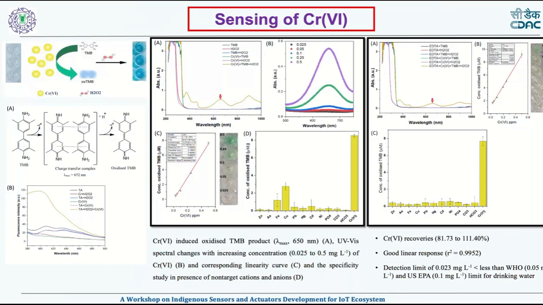Only the chromium 6, which is toxic for human beings, can be detected using this particular sensing mechanism. So if we have this reaction mechanism or color development mechanism along with a small spectrophotometer, we can go to the actual testing site and have the result with us.